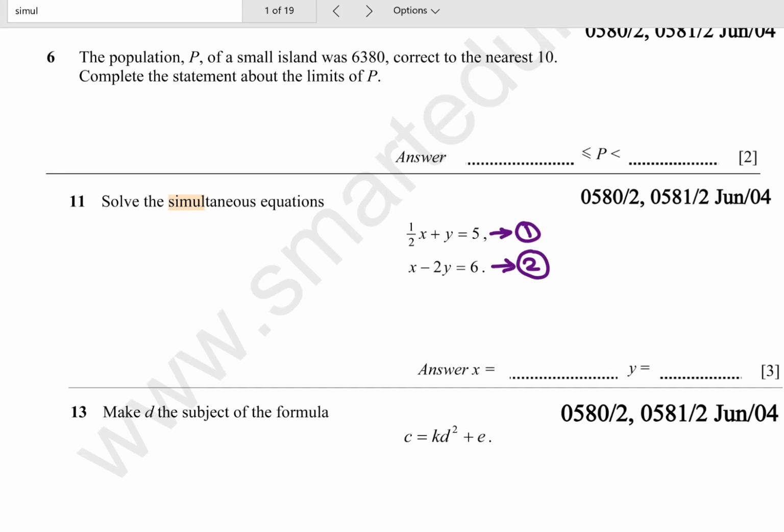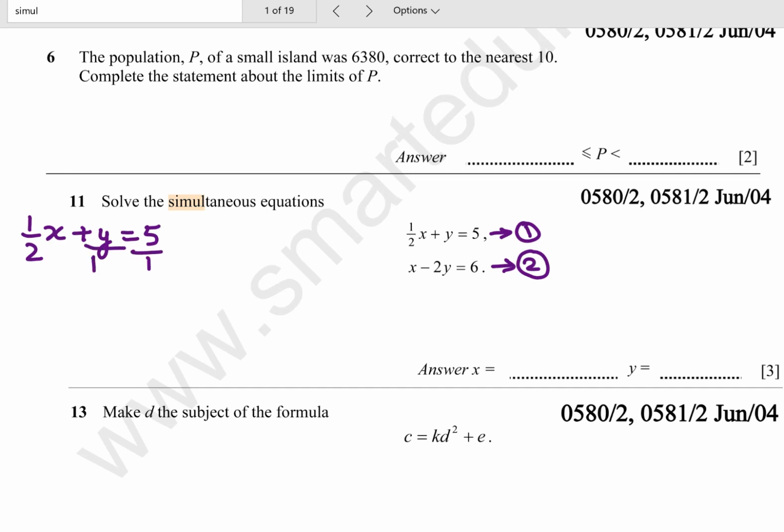Now, as you can see, the first equation has a fraction. So let us first change this fraction into some kind of integer or whole number. But let's get rid of the denominator. So first I'll rewrite this. So it is half x plus y equals 5. Now what I'll do is I'll find the LCM.